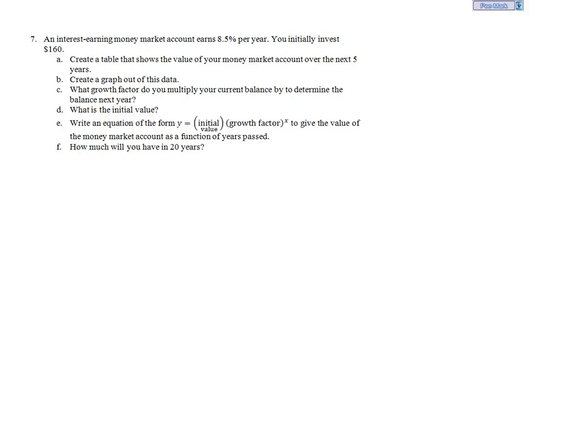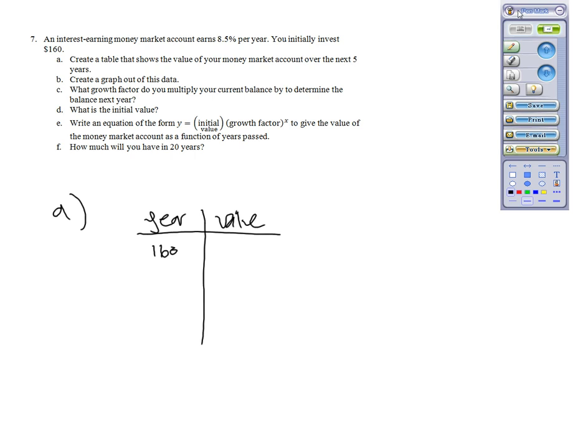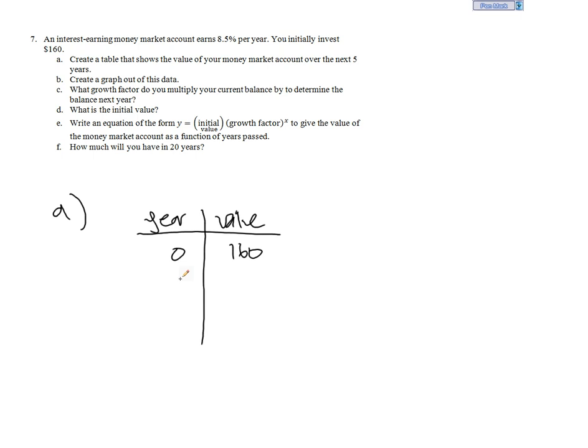In this problem, we're looking at an interest-earning money market account that earns 8.5% per year. You initially invest $160. Create a table that shows the value of your money market account over the next 5 years. So we're looking at year and we're looking at value. And we see that initially, in year 0, the value of your investment is $160.